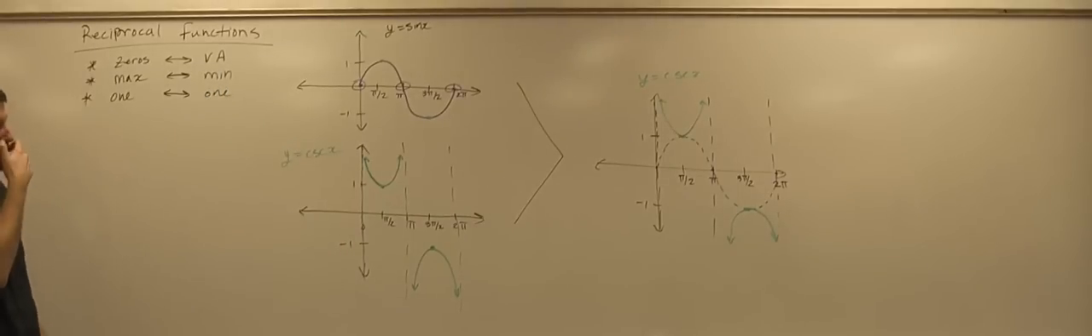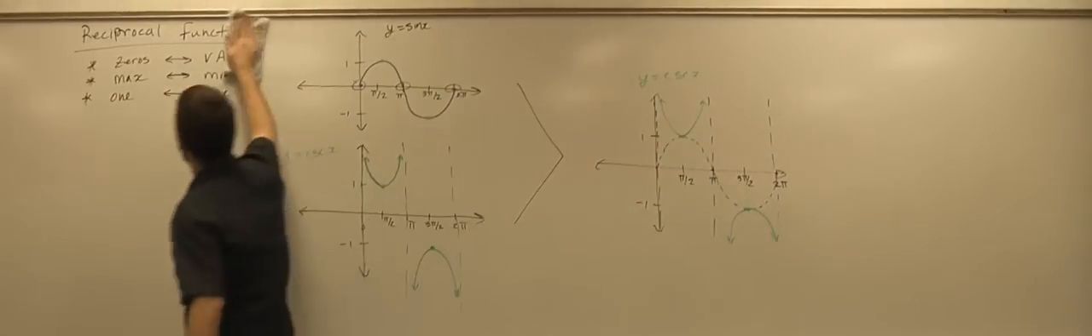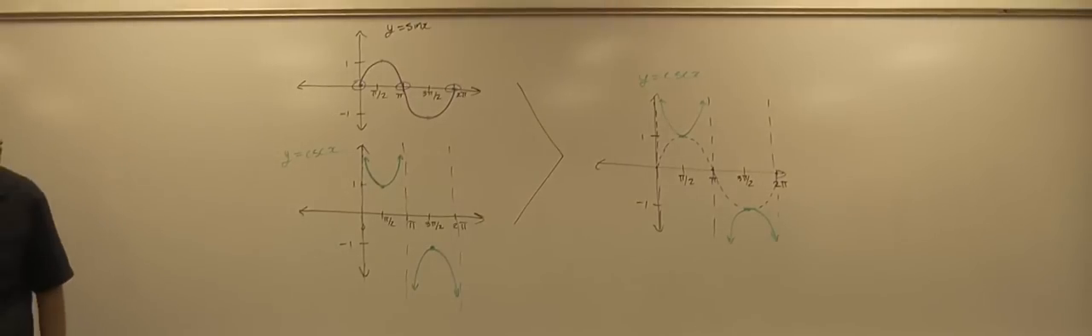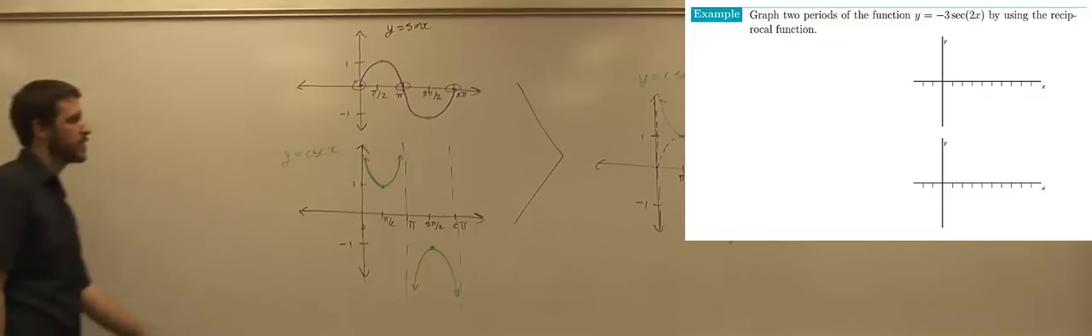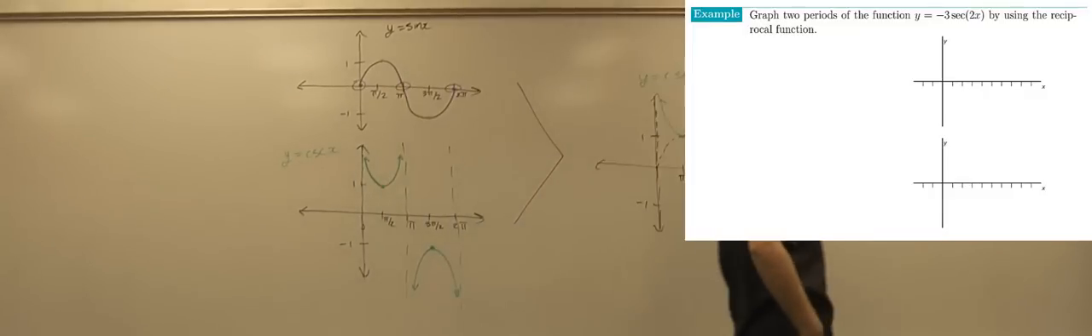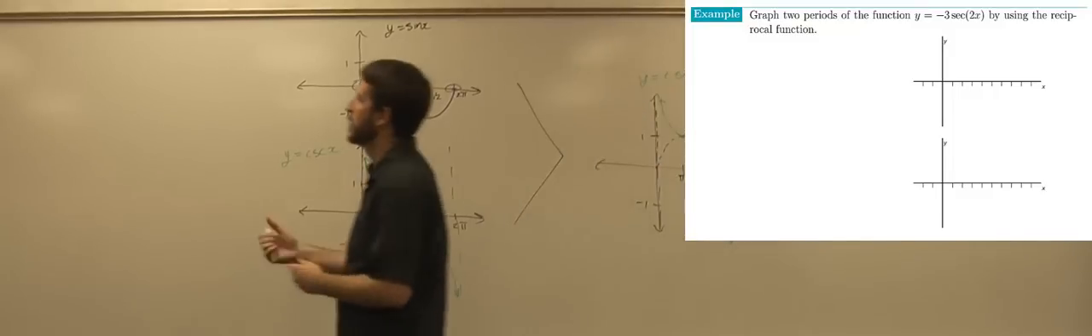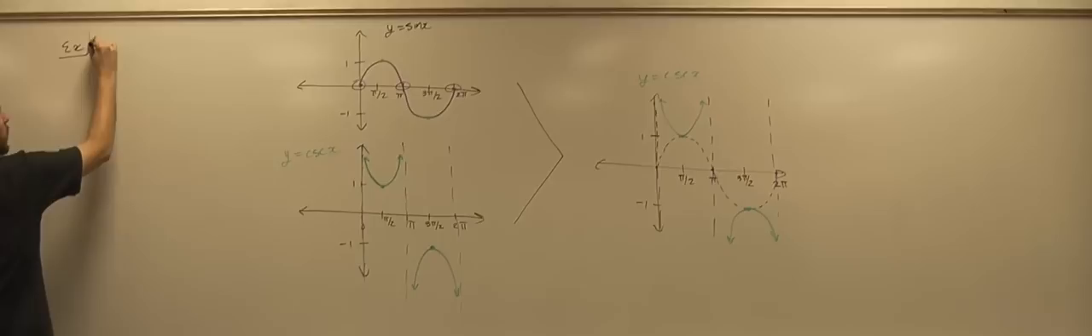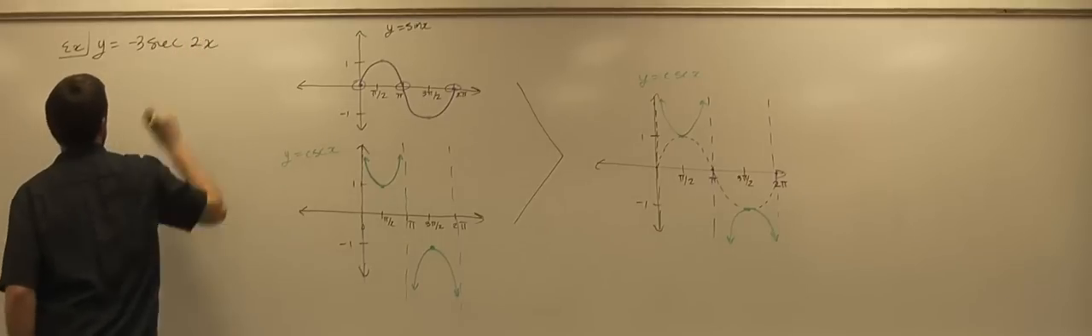So let's do our examples. The last two examples, I gave you a secant and I think a cotangent. So those are both reciprocal functions. Let's try and graph both of those. Graph two periods of the function y equals negative 3 secant of 2x. We're talking about y equals negative 3 secant of 2x.